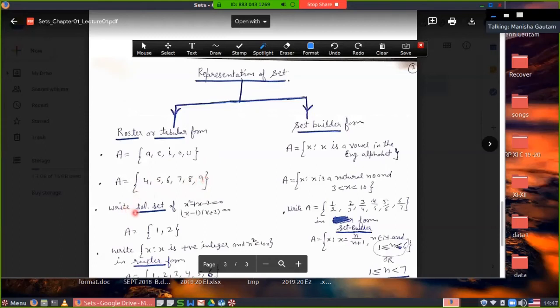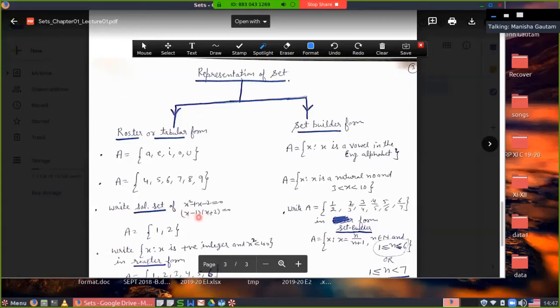The right solution set. I think in 10th class, x square plus x minus 2 equal to 0. What are the factors of this equation? You can write (x minus 1)(x plus 2) equal to 0. Now I have written solution set. I have not asked only the solution of this equation. I have asked the solution set. It means you have to write down the solutions of the equation in the set form.